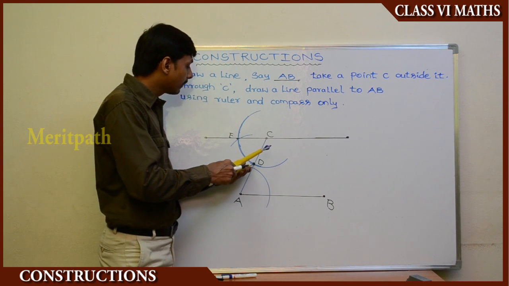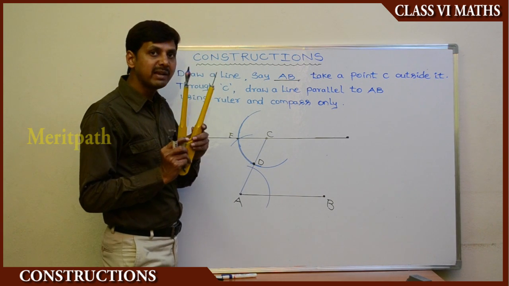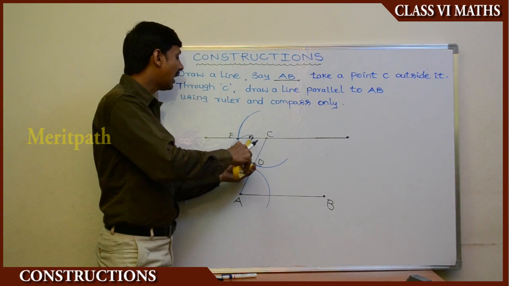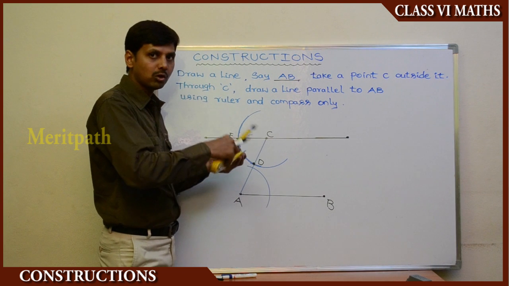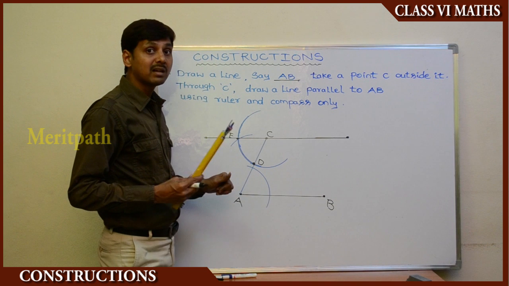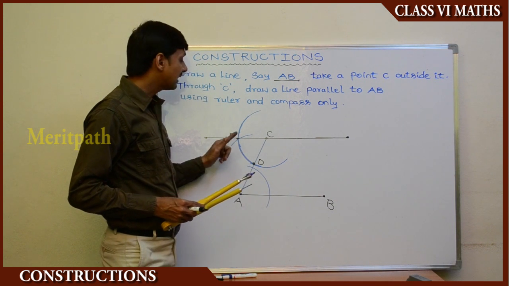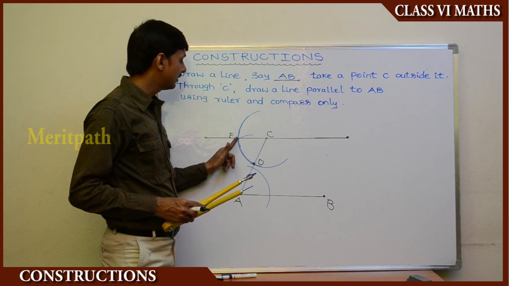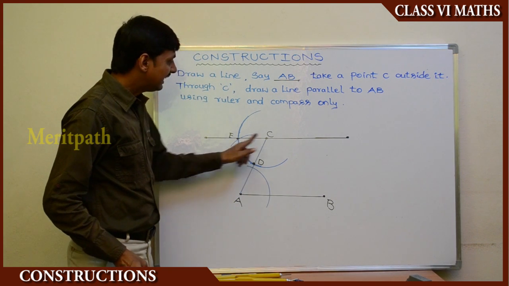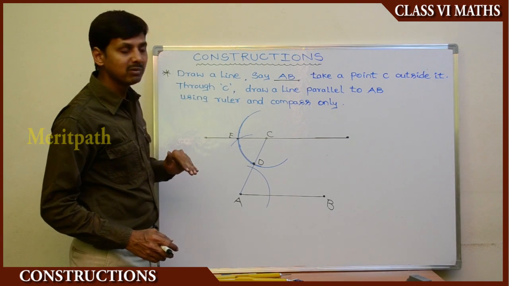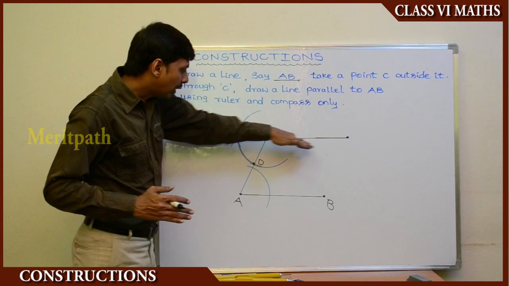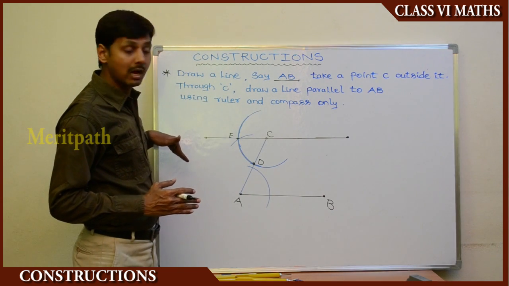Using D again with the same radius, we cut the arc we drew previously. Both arcs are intersecting together. That is named E. So this is the point E. Now let's observe that E and C, the two points, lie on the same line. Let's join these two points. So we got a line now.